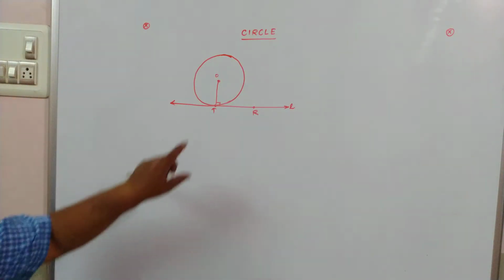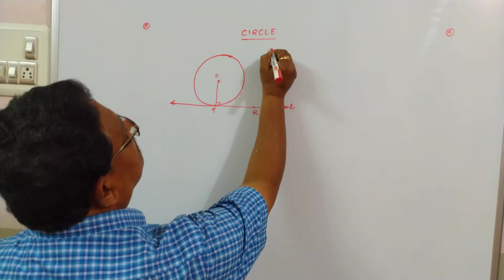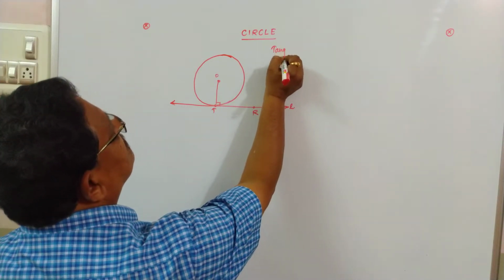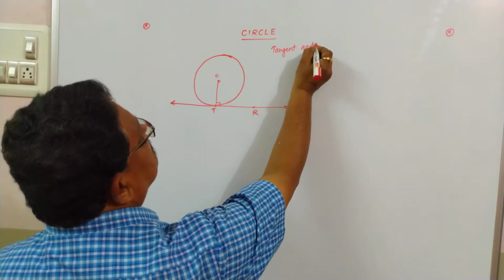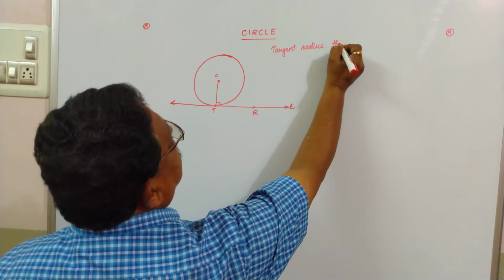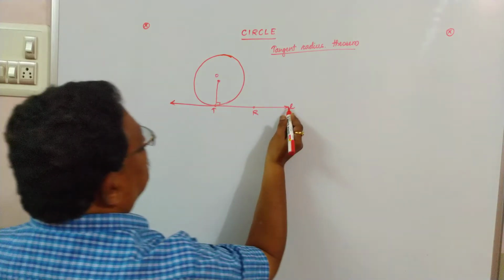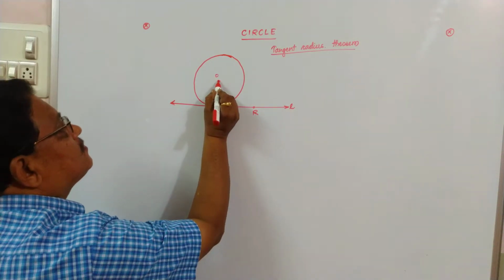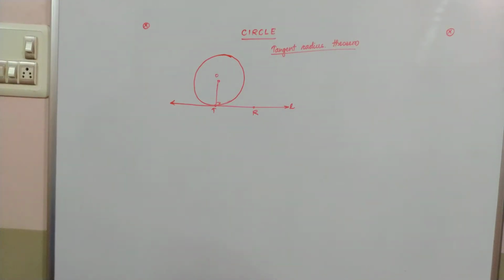Line L is tangent to the circle at point T, therefore this line is always perpendicular to the radius of the circle. It tells us that if a line is tangent to a circle, it is always perpendicular to the radius of the circle.